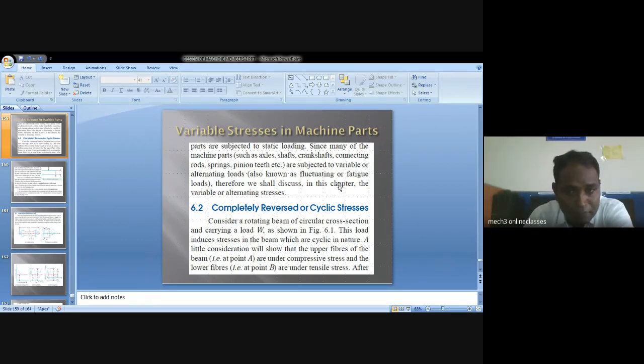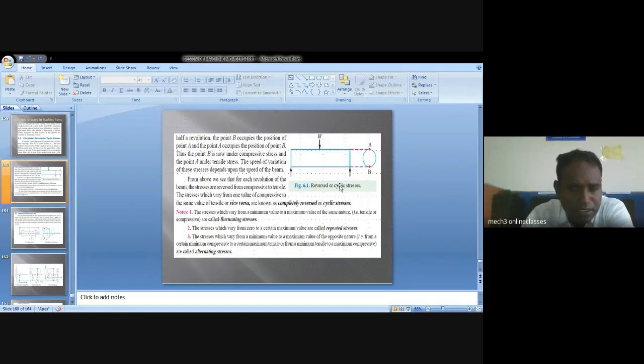After half a revolution, B occupies the position of point A, and A occupies the position of point B. In that case it is completely reversed. In the first case, point A is in compression and point B is in tension. In the second case, after completion of the half revolution, B is under compressive stress and A is under tensile stress. The speed of variation of these stresses depends upon the speed of rotation of the beam or component. This type of stress is known as reversed load, completely reversed load, or cyclic load.